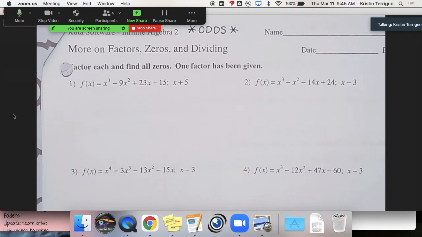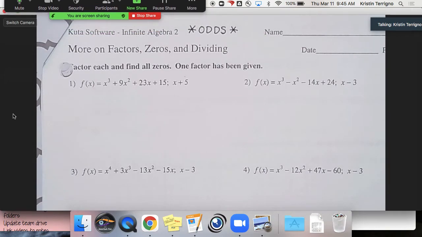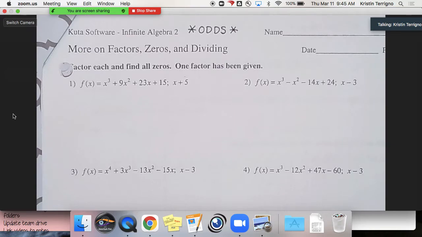Yep. Okay, so problem number 1. Notice what the directions are asking of you here. It feels like they're asking a lot. It says factor each one of these and find all the zeros. The good news is, though, the factors and the zeros are so closely linked together that once you do one, the other one kind of falls into place, okay?